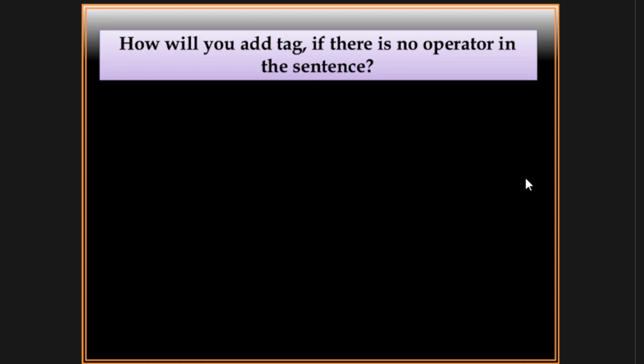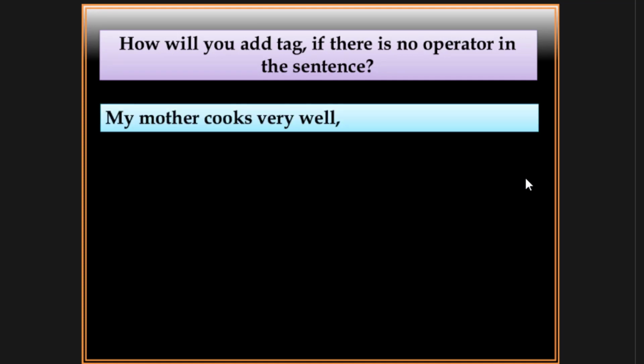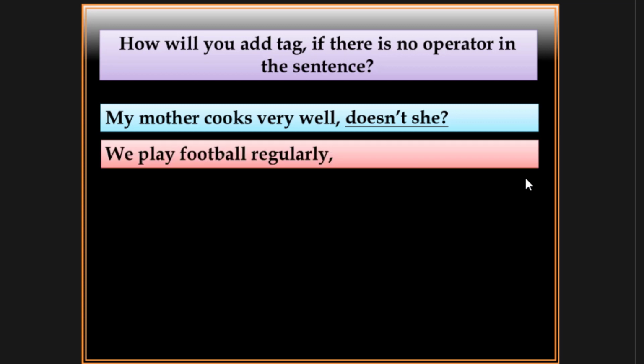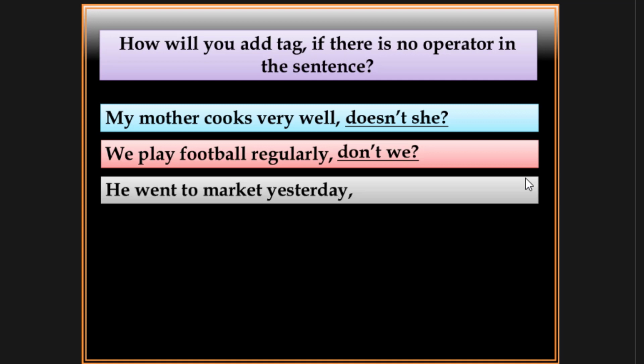How will you add tag if there is no operator in the sentence? My mother cooks very well, doesn't she? In this statement we see there is no operator. If there is a verb with s or es, add tag question with doesn't or does. We play football regularly, don't we? If you find verb without s or es, add tag question with don't or do. He went to market yesterday, didn't he?